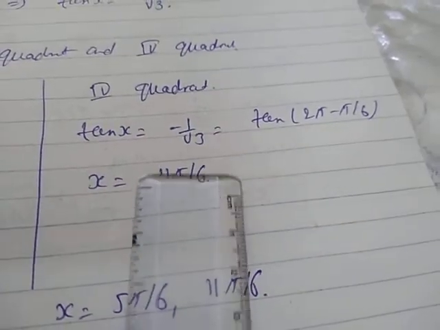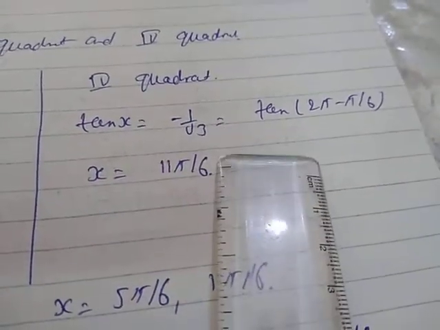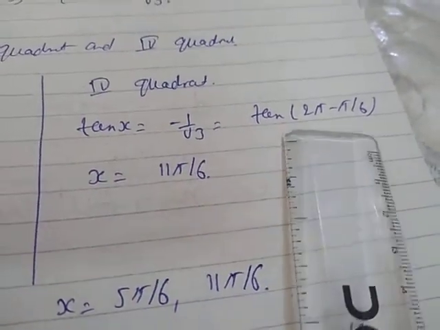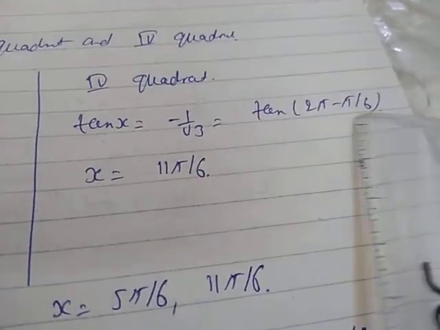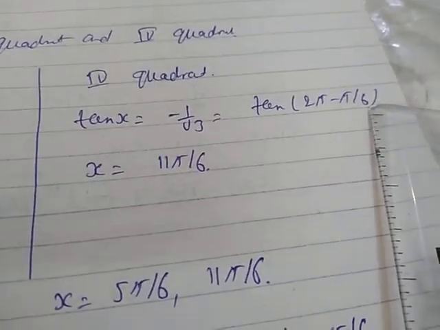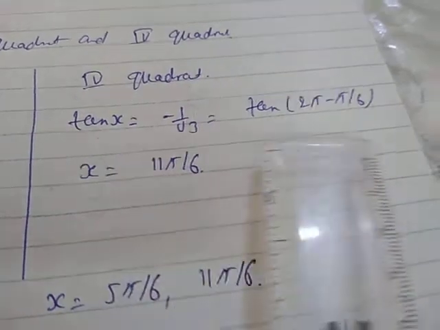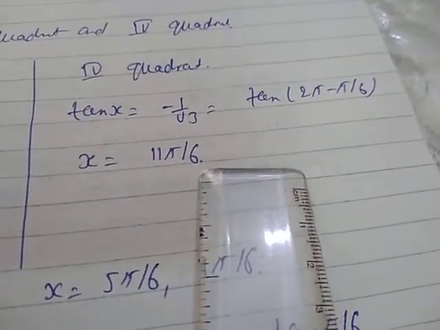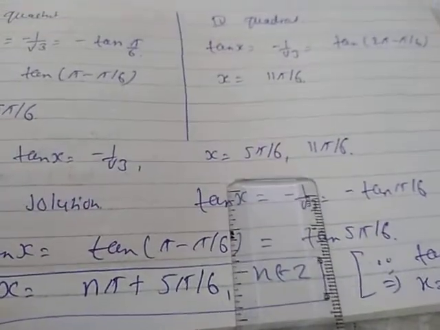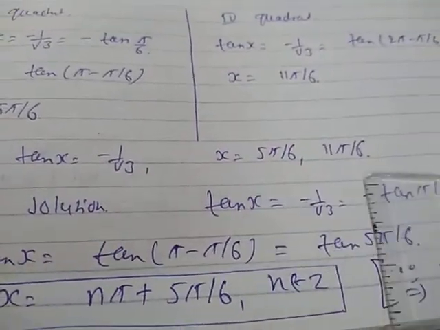And for the fourth quadrant, tan x is equal to minus 1 by root 3. That implies tan of 2 pi minus theta, with theta being pi by 6. Therefore, x is equal to 11 pi by 6. So two principal solutions are there, 5 pi by 6 and 11 pi by 6.